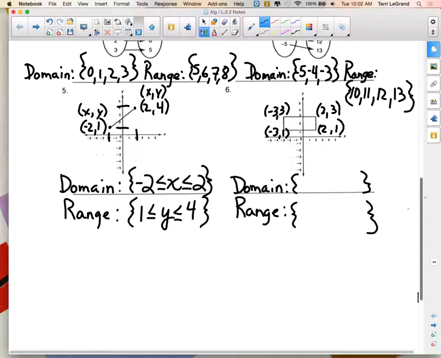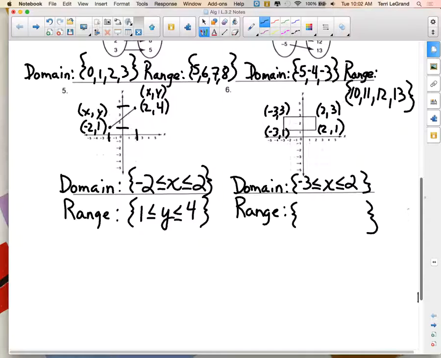Okay, who's got the domain for us? Who's got the domain? Go! Austin. -3 is less than x, and x is less than or equal to 2, was it? Okay. Do you guys agree?